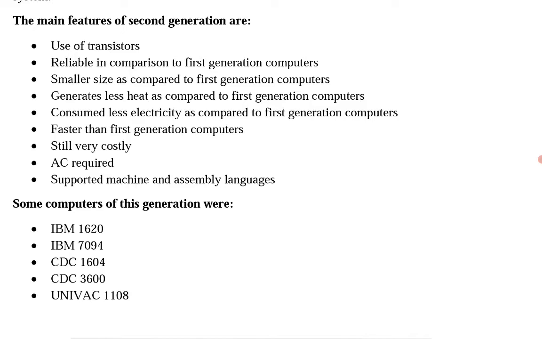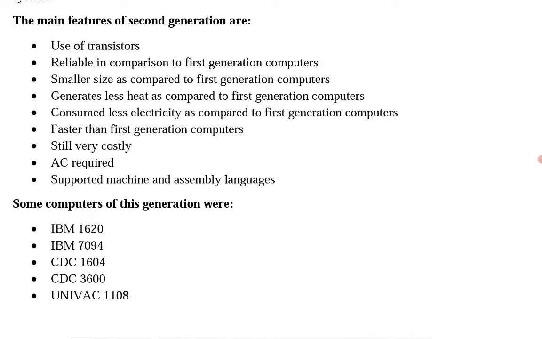The use of transistors was introduced, instead of vacuum tubes. Transistors are cheap, tiny, faster, and small. The size of the computer is also reduced, smaller compared to first generation computers, and they generate very little heat and consume less electricity compared with first generation computers.